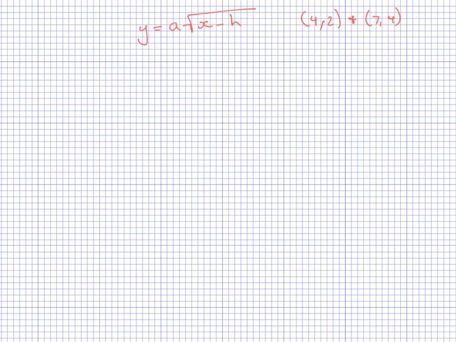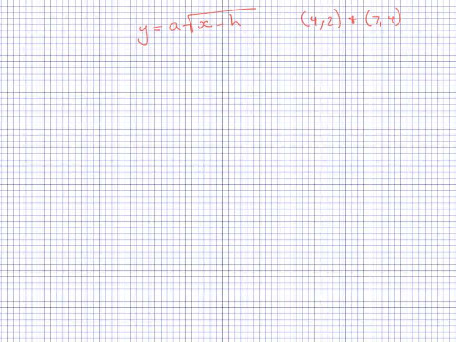All right, so in this problem, we've been given a square root function. So y equals a times the square root of x minus h. We need to find a and h because those are the unknowns in this equation. Because there are two of those, we've been given 2 points. And again, you're going to have to solve them simultaneously.